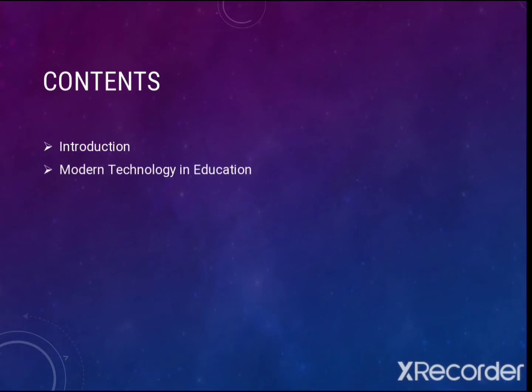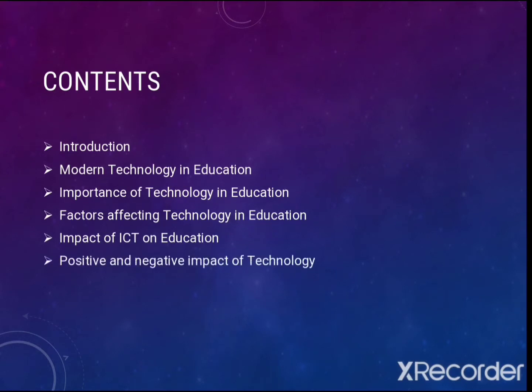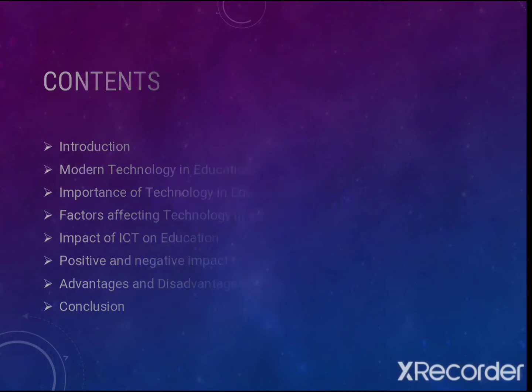Next, I will focus on modern technology in education. And then we will consider its importance and the factors affecting technology in education. Then I will discuss the impact of ICT in education. After that, I will mention the positive and negative impact of technology as well as advantages and disadvantages. Then finally, I would like to raise briefly the issue of the impact of modern technology in education.